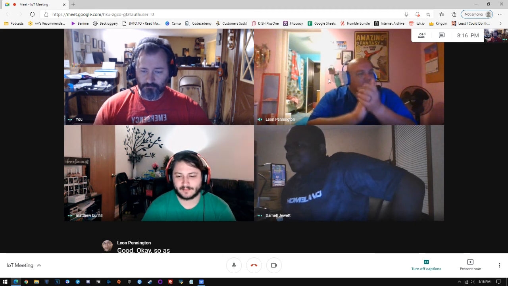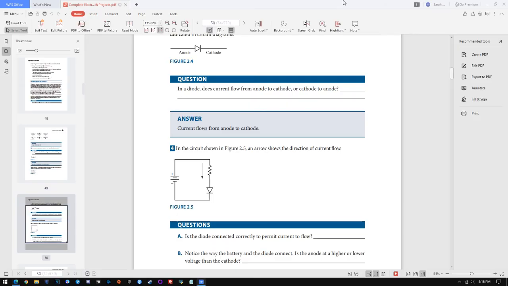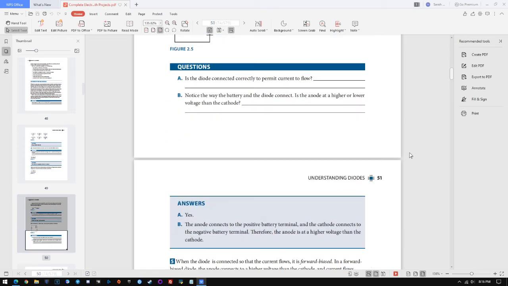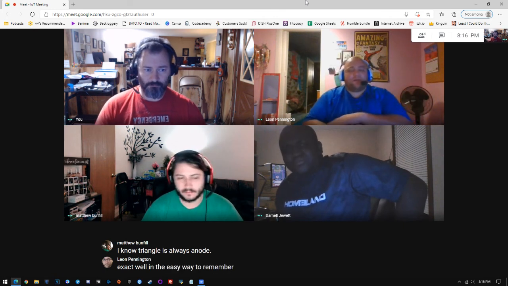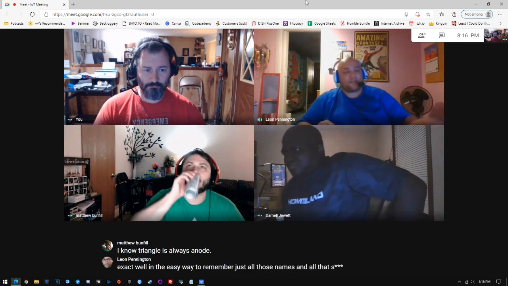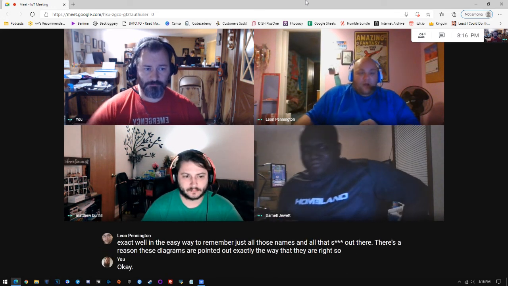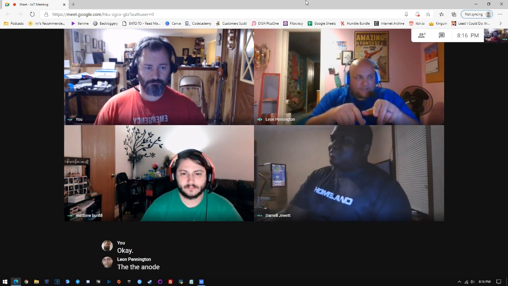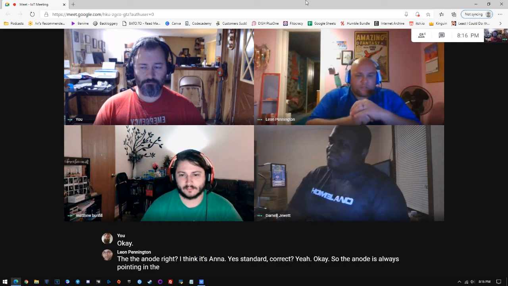As question A asks, is the diode correctly positioned? Yes. Why? Because cathode's first. No, anode's first. Sorry, I've got them backwards. An easy way to remember is that the triangle is always the anode. There's a reason these diagrams are pointed out exactly the way that they are. So the anode is always pointing in the direction of the current. Yeah, the way the current should be going.